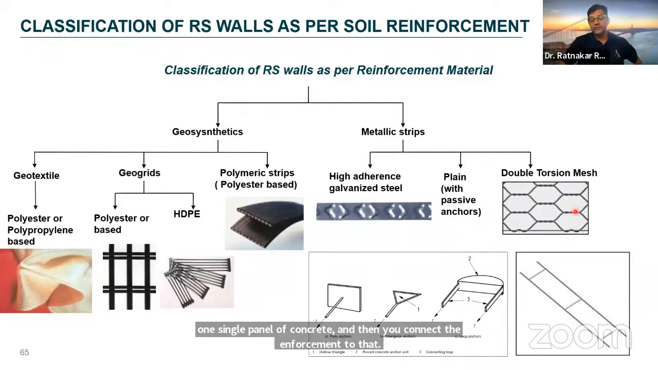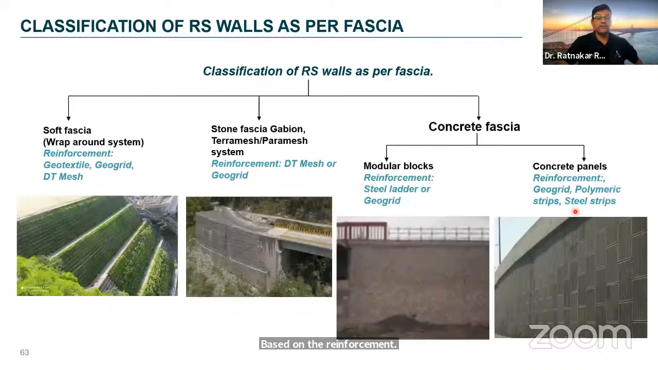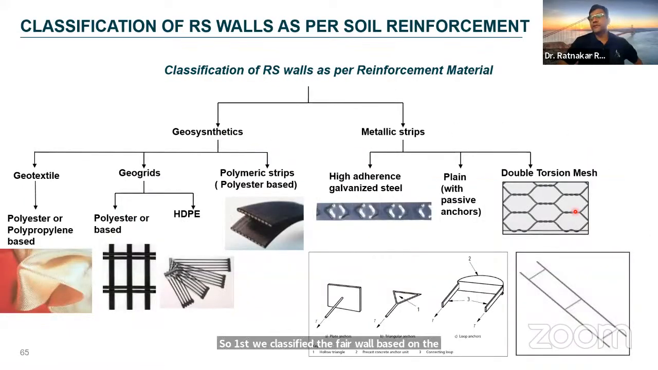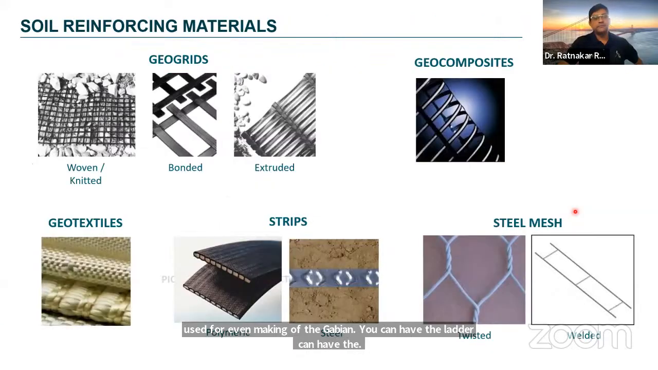Based on the reinforcement, so first we classified the wall based on the fascia. Based on the reinforcement, they can be classified into geosynthetics and metallic. Now, the geosynthetics basically are nothing but polymeric material. In this, you have geotextile, geogrids, geostrips, or polymeric strips. The popular ones are polymeric strips and geogrids. They are used for permanent structures. In metallic, of course, again, you have the steel strips or the hexagonal mesh, the mesh which is used for even making of the gabion. You can have the ladder, you can have the triangular anchors or loop anchors.